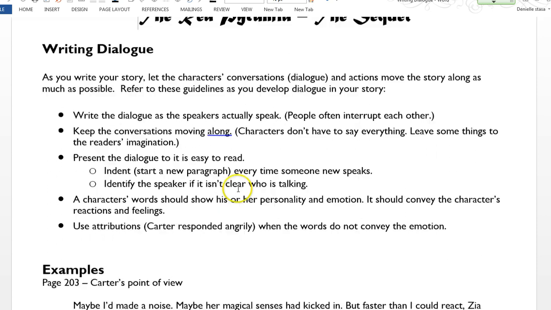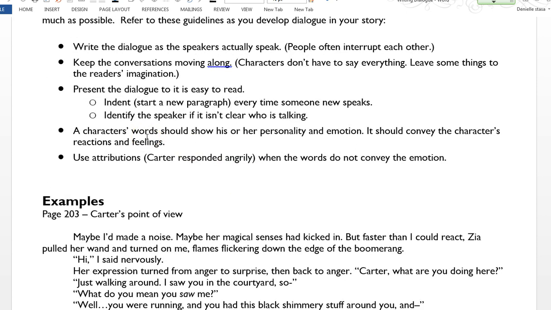So I have some examples. You want to try and let the character's words show their emotion. You want to use an attribution telling us how the speaker said it, like Carter responded angrily, when the words themselves don't convey it, since they could be said multiple ways. But if the words show the emotion, you don't always have to have an attribution.